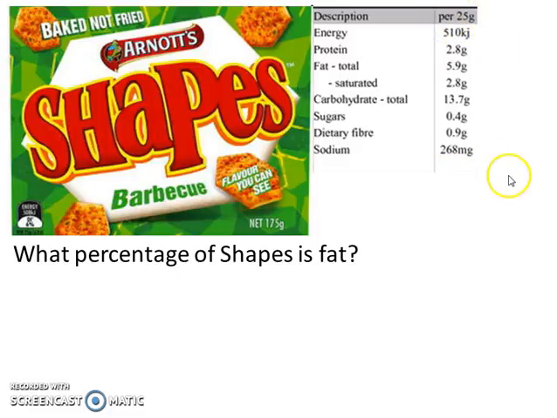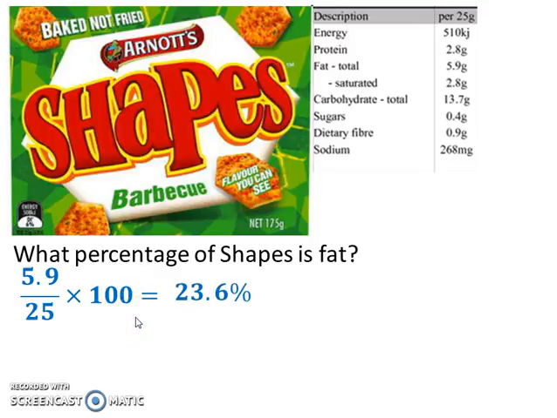Often they'll have it per 100 grams or per serving on most products. So here we've got 5.9 out of the 25 grams, and then to find the percentage we multiply it by 100. So to one decimal place we have 23.6 grams of fat in barbecue shapes.